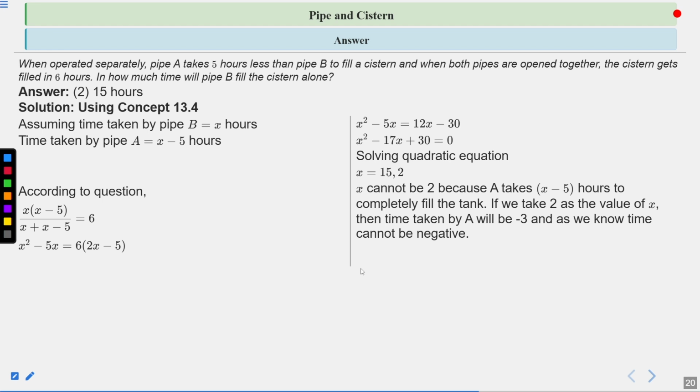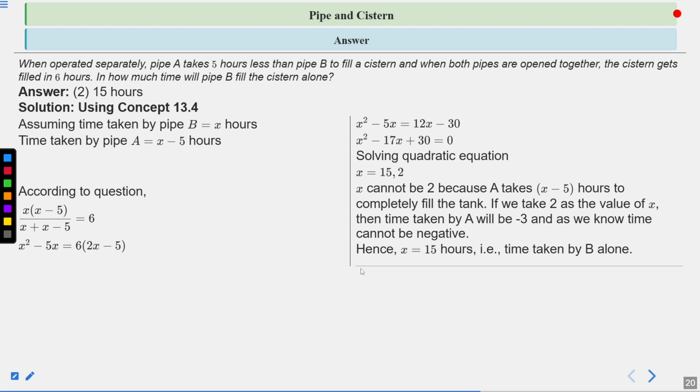Now if we take 2 as the value of x, then the time taken by A will be minus 3, and as we know, time cannot be negative. So x will be 15 hours. So the time taken by B alone will be 15 hours. So the second option is the correct answer to this question.